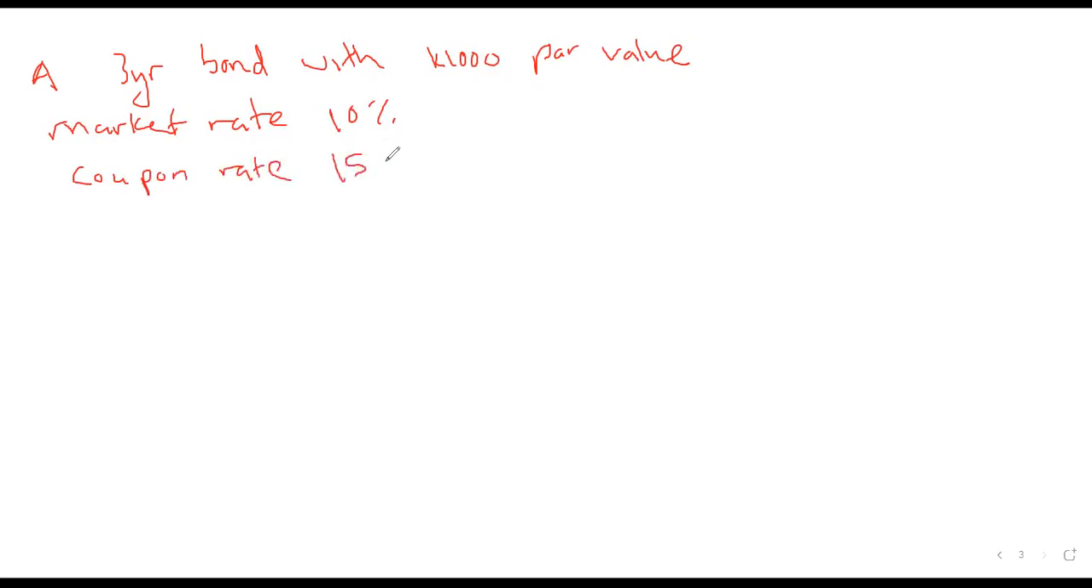So we're asked to find number 1, annual bond. Number 2, semi-annual bond. And number 3, current yield. Then we go to the mid-semester. This is what you need to know. Current yield.